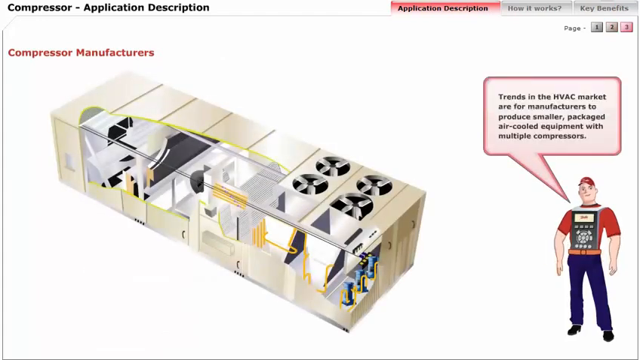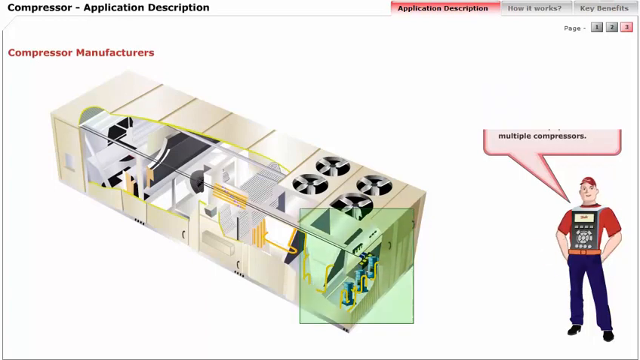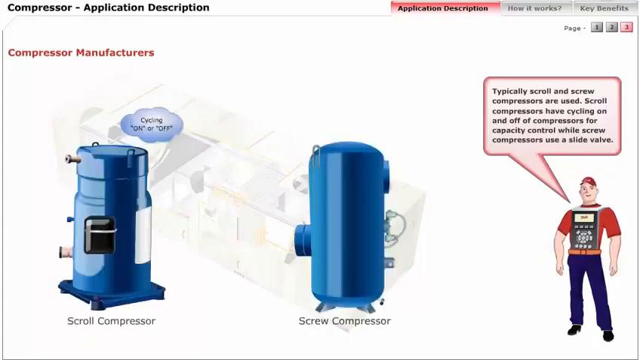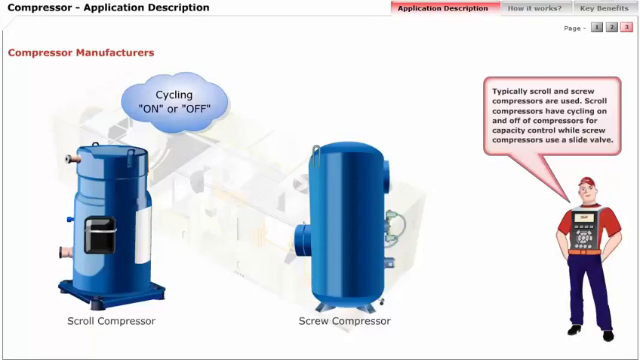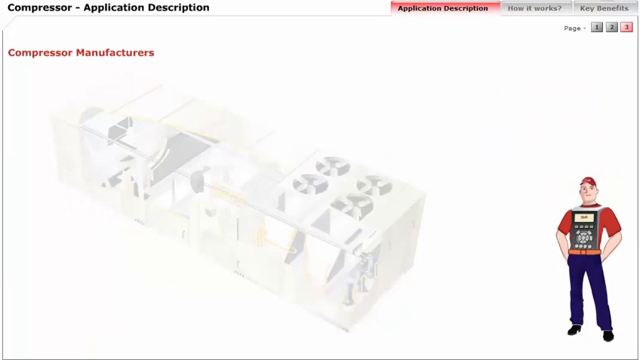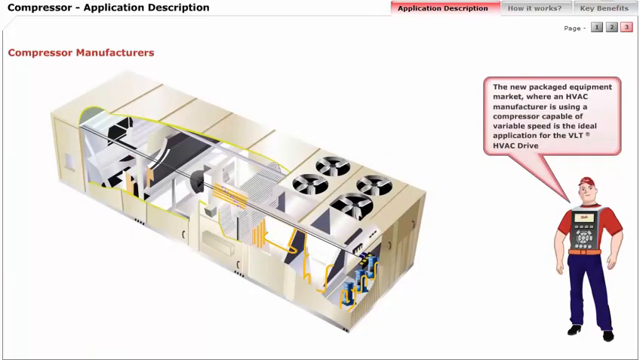Trends in the HVAC market are for manufacturers to produce smaller, packaged air-cooled equipment with multiple compressors. Typically, scroll and screw compressors are used. Scroll compressors use cycling on and off of compressors for capacity control, while screw compressors use a slide valve. The new packaged equipment market, where an HVAC manufacturer is using a compressor capable of variable speed, is the ideal application for the VLT HVAC drive.